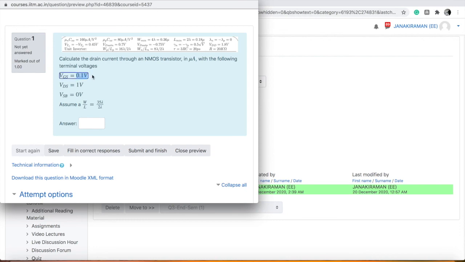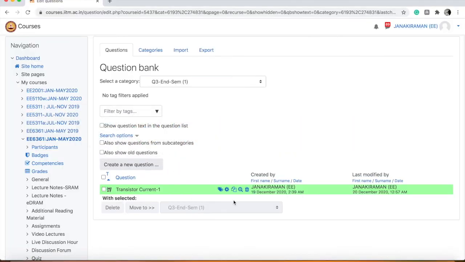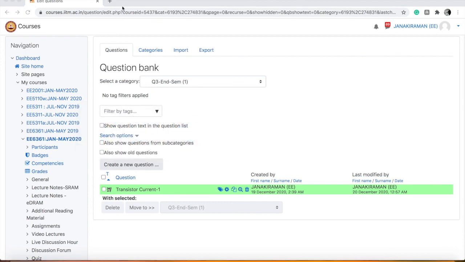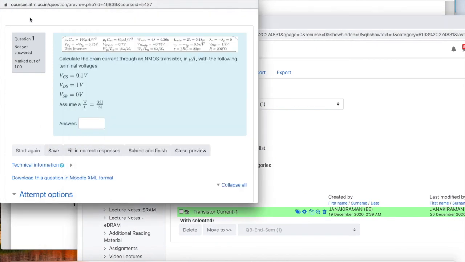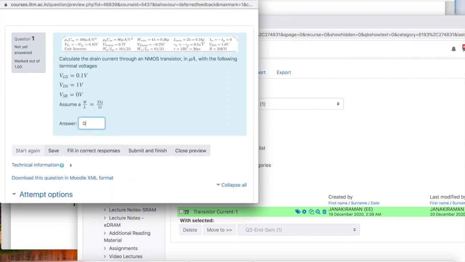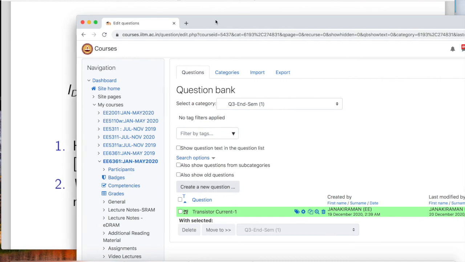Note that VGS is less than VTH, 0.45. So from this equation, it's very clear that if that's the case, the correct answer should be 0. Let me just go back to that. If I say 10 microamps, for example, submit and finish, it will say wrong. I'll say start again, and then say 0. Answer is correct. So clearly it is able to handle even these complex functions.